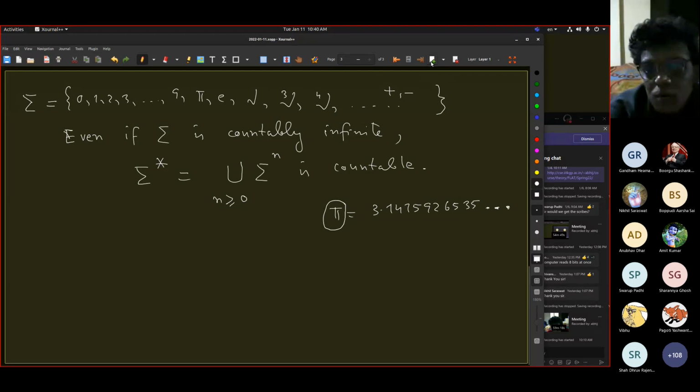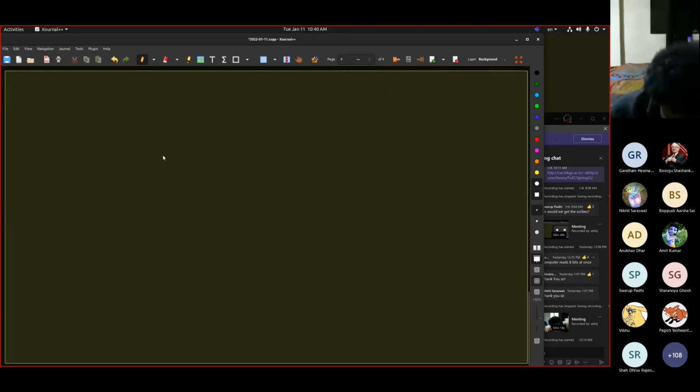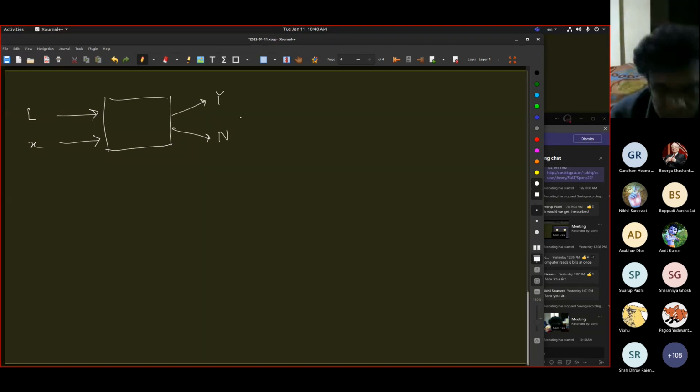Now before handing over to Professor Kole, I would like to mention that the way we have defined computation takes a finite description of a language and a string. It outputs this and this. This is how we defined it, right?